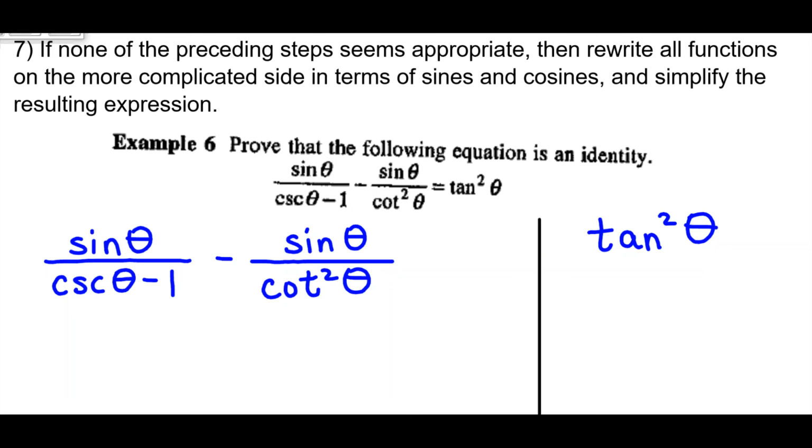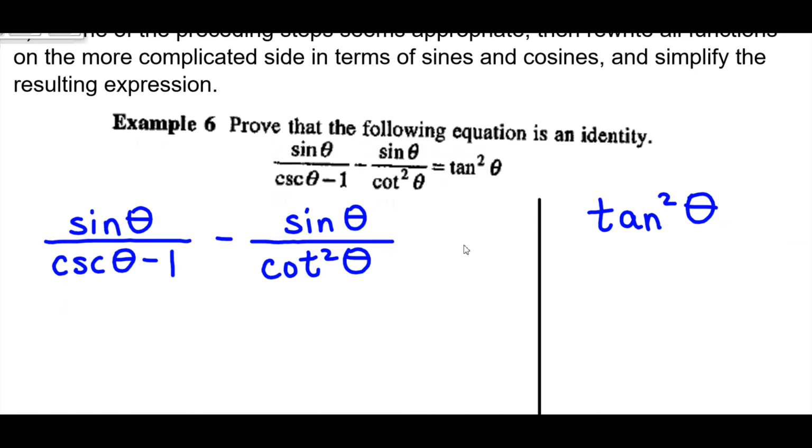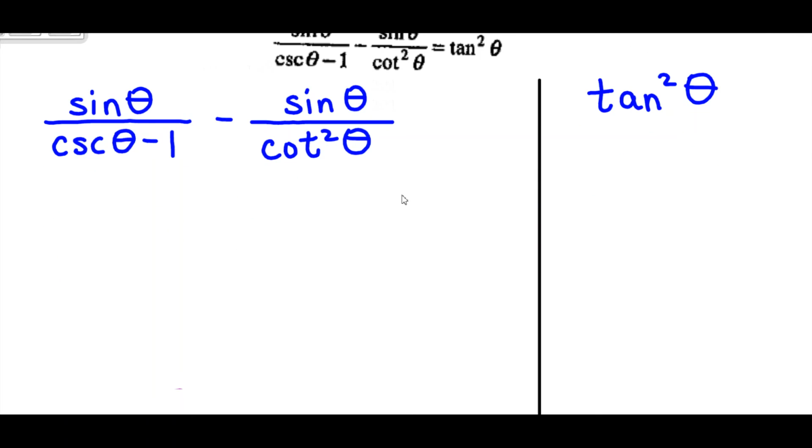Suggestion 7 states that if none of the preceding steps seem appropriate, then rewrite all functions on the more complicated side in terms of sine and cosine and simplify the resulting expression. So I have my expression set up, left side, right side, and when I look at it, there's not a whole lot in common. I don't have a tan over here. I do have cotangent, which might be something I might try out, but because this is after the suggestion, we're not going to go down that path.